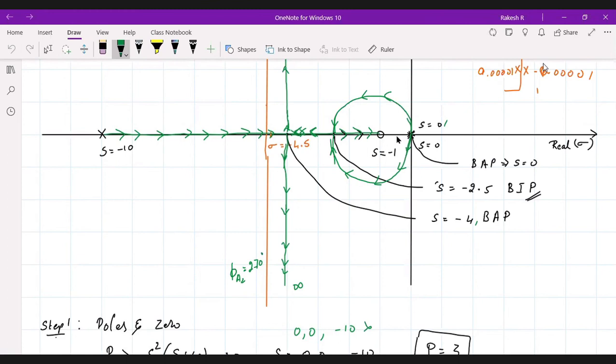Right? We'll be finding out the root locus existing in between s equals minus 1 and s equals 0. This again is a wrong thing. And in between s equals minus 1 and s equals minus 10, you will not find a root locus here. Right?